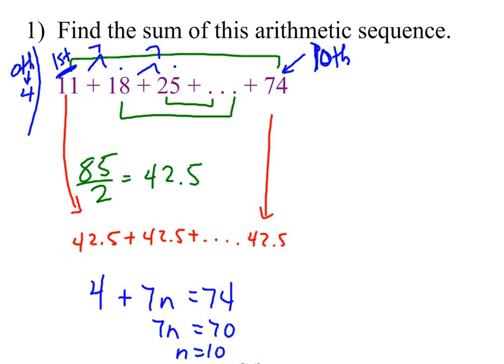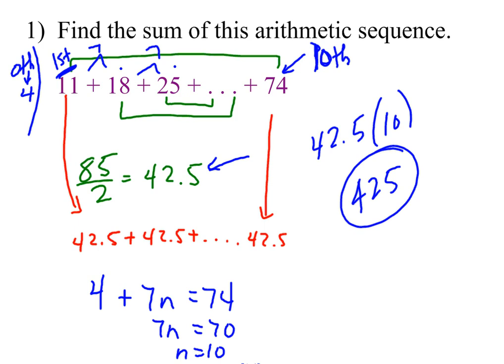Okay. Well, since there's 10 numbers and they all average to be 42.5, you simply multiply that together. 42.5 times 10. You'll get 425. And that's going to be our answer.